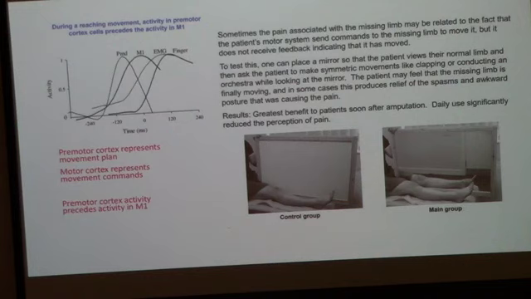And another piece of evidence that premotor cortex happens before the primary motor cortex is this: the premotor cortex fires before the primary motor cortex. So that's what's shown here.